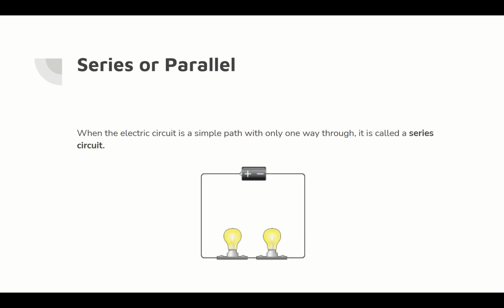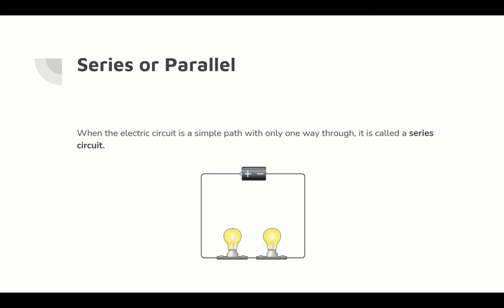All right, so we looked at a couple of different types of circuits yesterday, and so I want to make sure we understand the difference between a series circuit or a parallel circuit. So a series circuit, that's the simplest kind of circuit. So an electric circuit is a simple path with only one way through. Then we call it a series circuit.